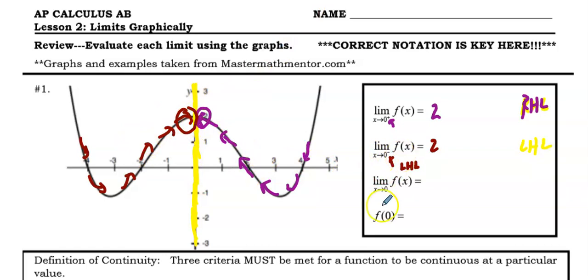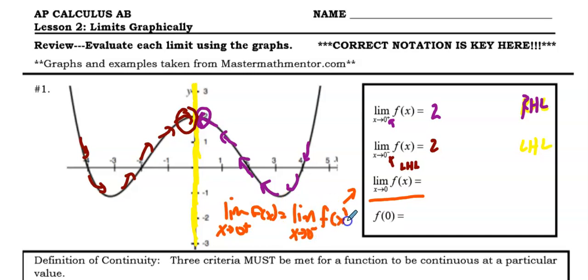In order for the overall limit to exist, we've actually done all the work for it. The right-hand limit of our function must be equal to the left-hand limit of the function. That's it, ladies and gentlemen. If these two numbers are the same, as they clearly are, the value for the overall limit is going to be 2. If these numbers are not the same, it's going to be does not exist. It's as simple as that.